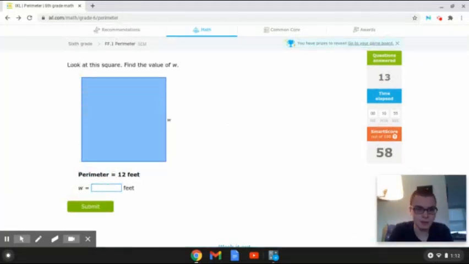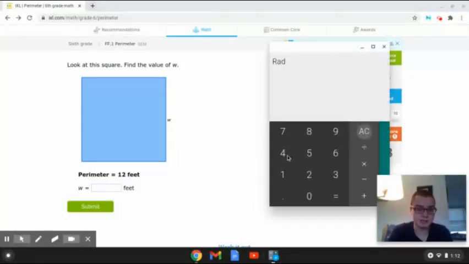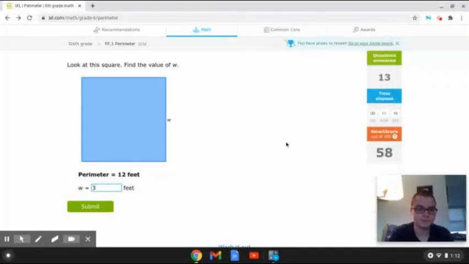Alrighty, so this last problem reads, look at this square and find the value of w. So as we can see here, the perimeter of this square is 12 feet. Okay, so we are given the perimeter and we need to figure out the sides. And the way that we're going to be doing that is by taking 12 and dividing it by 4, because a square has 4 equal sides. So that will give us 3. So w is equal to 3 feet. And that is how to solve this problem.